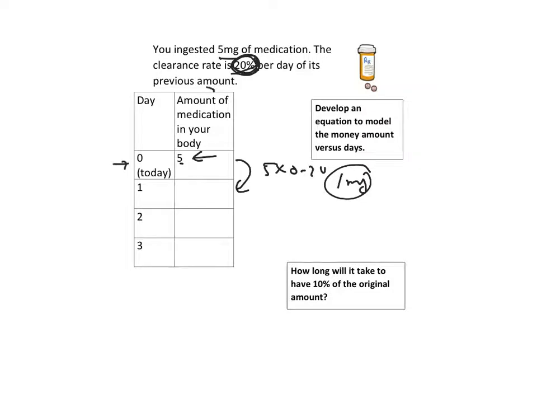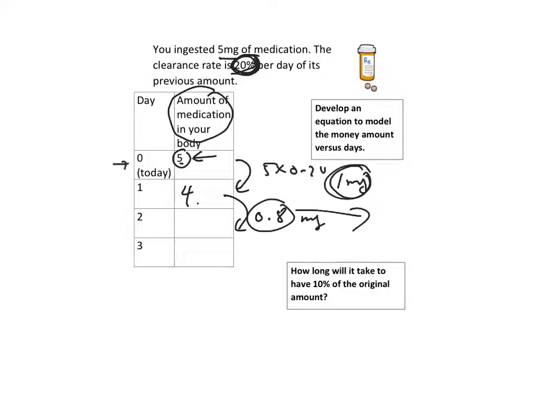But in this table here, it's the amount that's left over in your body. So we have 5, but we're losing 1, and we're left with 4. We do the same thing again. You find 20% of 4, which is 0.8. And this 0.8 is actually the amount that you lose. So to get the remaining amount, you take 4 minus 0.8, which is 3.2.